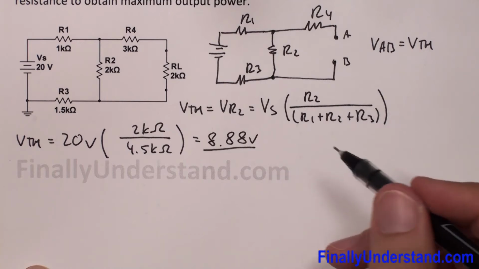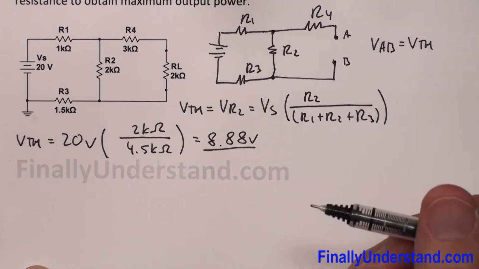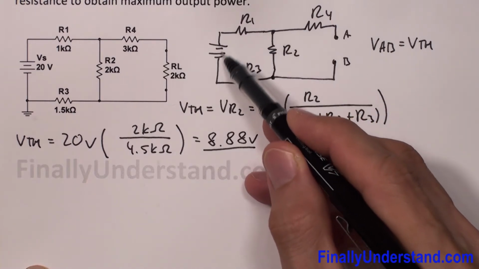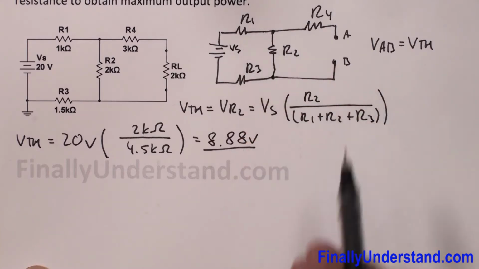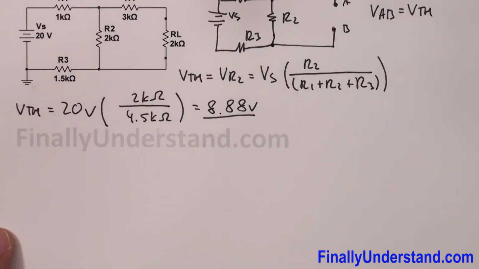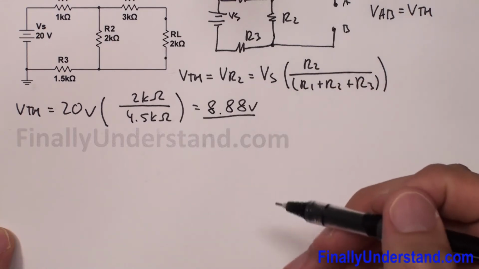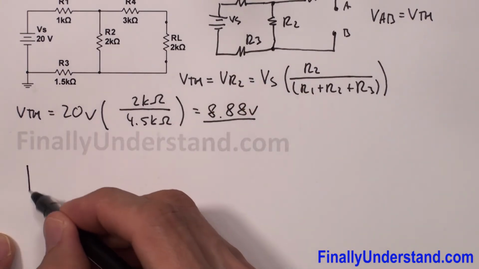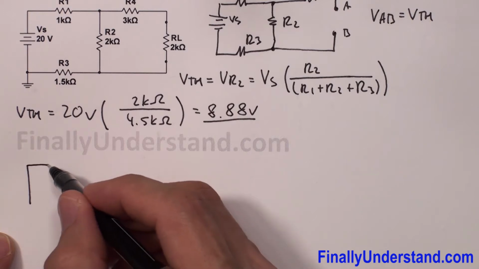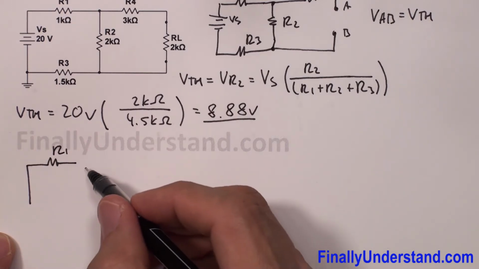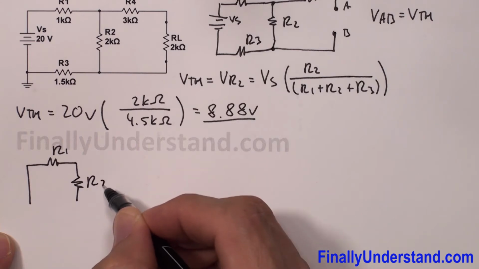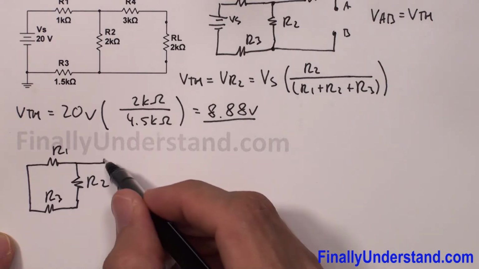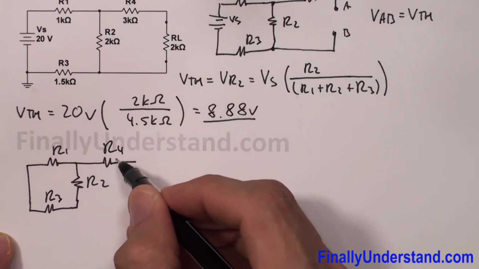In order to find the Thevenin's impedance, or resistance in this case, I'm supposed to short my voltage source. This is my voltage source. So I'm going to redraw this circuit again, but this time I'm going to short my voltage source. So my voltage source is shorted, and I have R1, R2, R3, and R4.